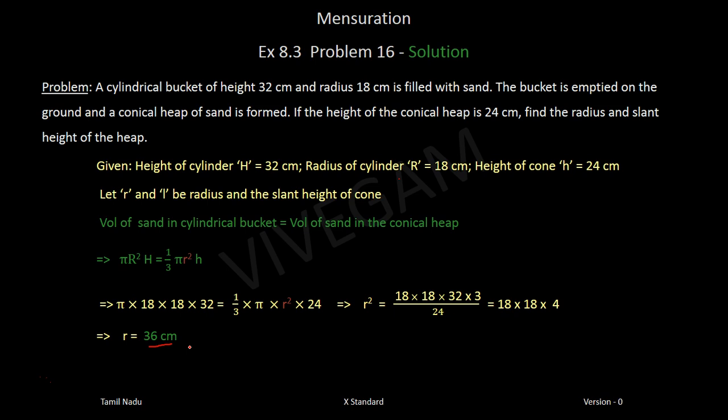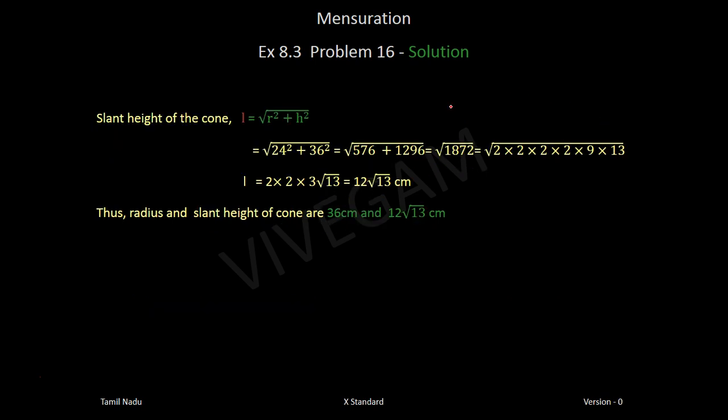What else? We are asked to calculate the slant height of the cone. So we have done radius. We have to calculate slant height of the cone. The formula for the slant height is L equals square root of r square plus h square. r we just calculated to be 36. h is already given in the problem, 24. So 24 square is 576. 36 square is 1296. This on addition gives you 1872.